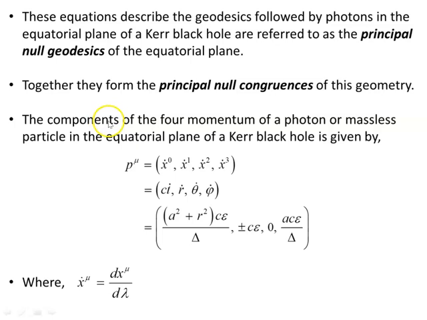All right, now just come back to the four-momentum vector. The components of the four-momentum vector for a photon or massless particle in the equatorial plane of a Kerr black hole is given by these: ct dot, r dot, theta dot, phi dot. Bear in mind they may be scaled somewhat. And putting those expressions in, we have this: plus c epsilon for outgoing geodesics, minus c epsilon for ingoing geodesics, 0, if you remember here, 0, and a c epsilon over delta.